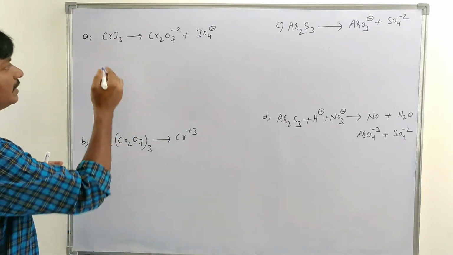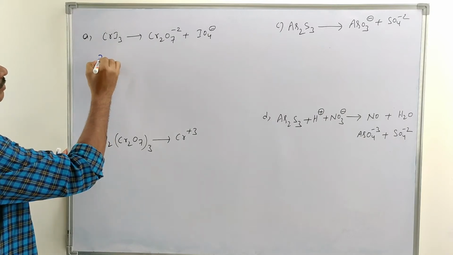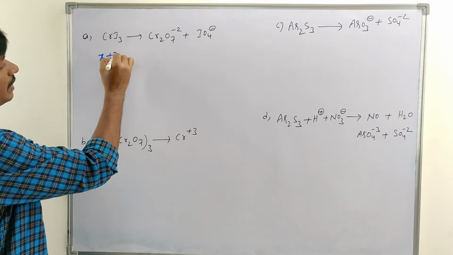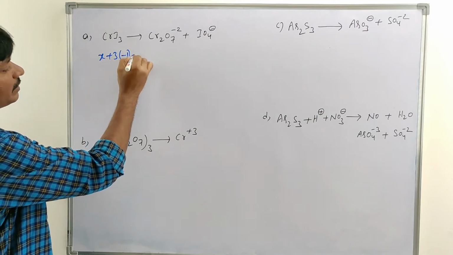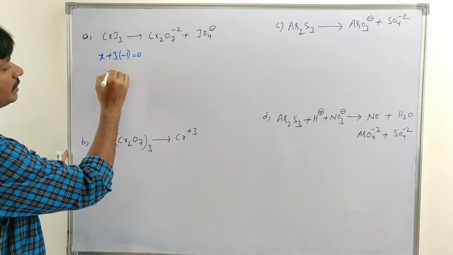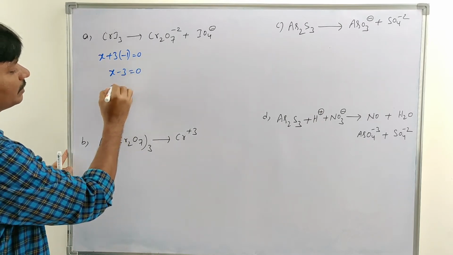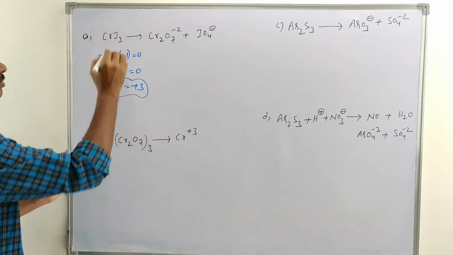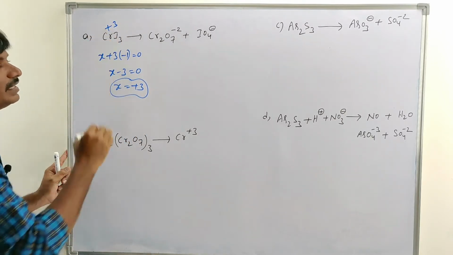Here it is CrI3. In CrI3, chromium oxidation number: here x means chromium. Three iodines are present. Each iodine oxidation number will be minus 1. That's why 3 into minus 1, and the total equals 0. x minus 3 equal to 0, x equal to plus 3. In CrI3, chromium oxidation number will be plus 3.